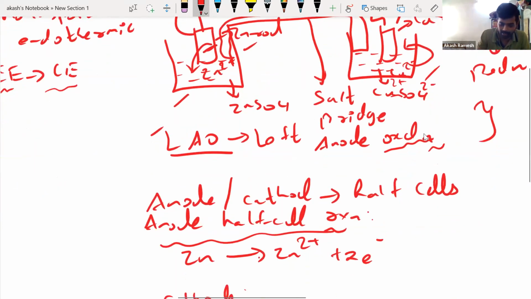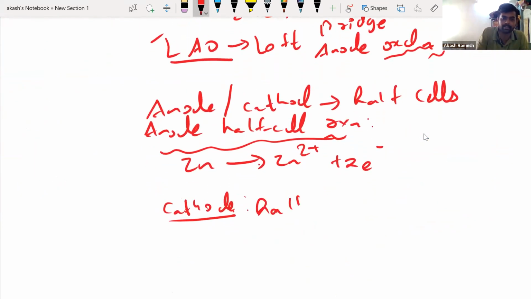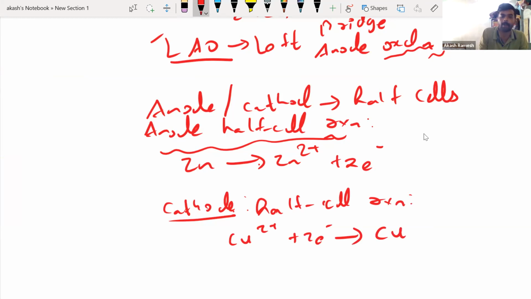So if I write the cathode half cell reaction, that would be Cu2+ will accept 2 electrons to form copper. So in the anode, oxidation is happening, that is zinc losing 2 electrons to form Zn2+, and in the cathode, reduction is happening where Cu2+ accepts 2 electrons to form copper. Now, this is one half reaction, this is another half reaction.